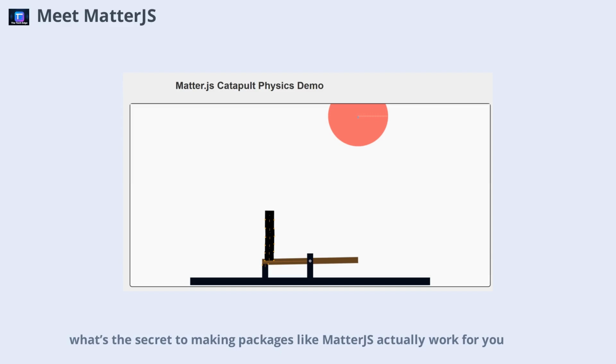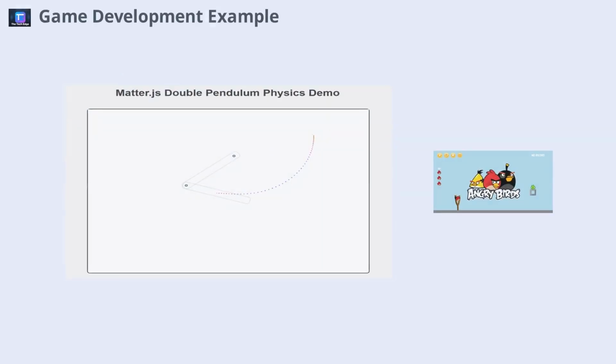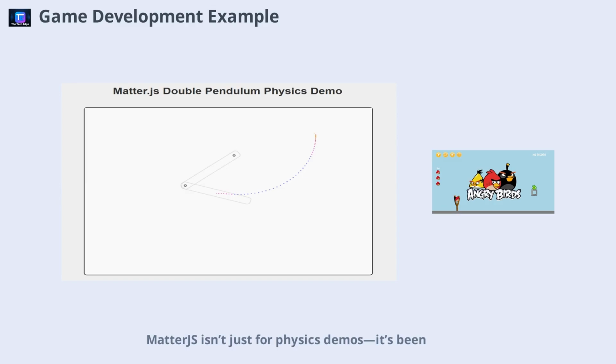So, what's the secret to making packages like Matter.js actually work for you? Matter.js isn't just for physics demos, it's been used to recreate games like Angry Birds. Developers like Yumin Young have shared impressive repos showing how to build an Angry Birds clone using this framework. But here's the catch. When you try to start from scratch, you might find yourself facing errors, especially if you're using Claude or other AI tools to generate code. The framework is powerful, but without the right approach, you'll spend more time fixing bugs than building your game.